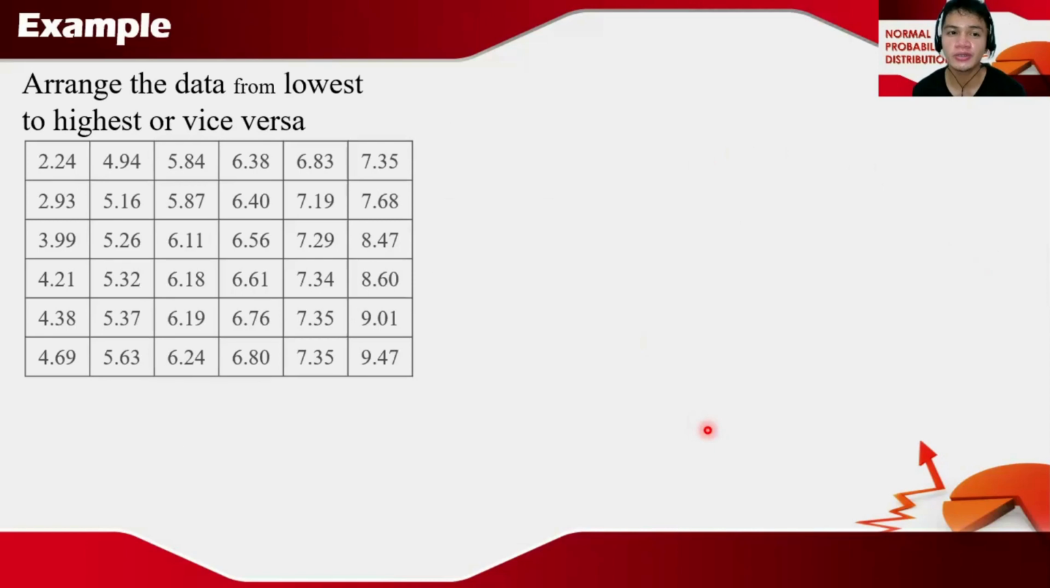What is the first thing that we need to do in finding the one standard deviation away, two standard deviations away, three standard deviations away from the mean? It is to rearrange our data. When we rearrange our data, it should be from highest to lowest or vice versa. In this example, we arranged our weights from lowest to highest. So the highest weight is 9.47 and our lowest weight is 2.24.